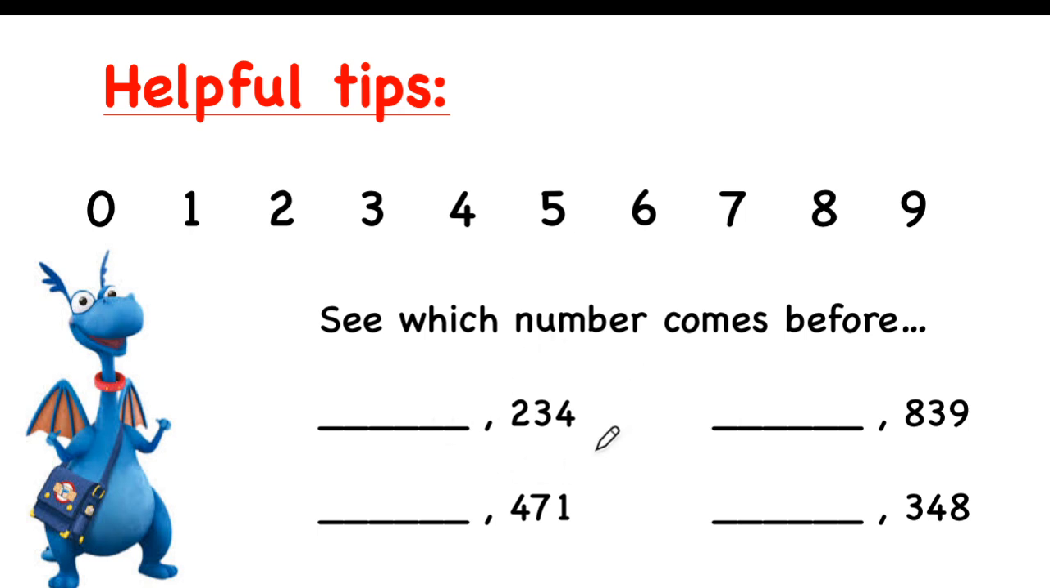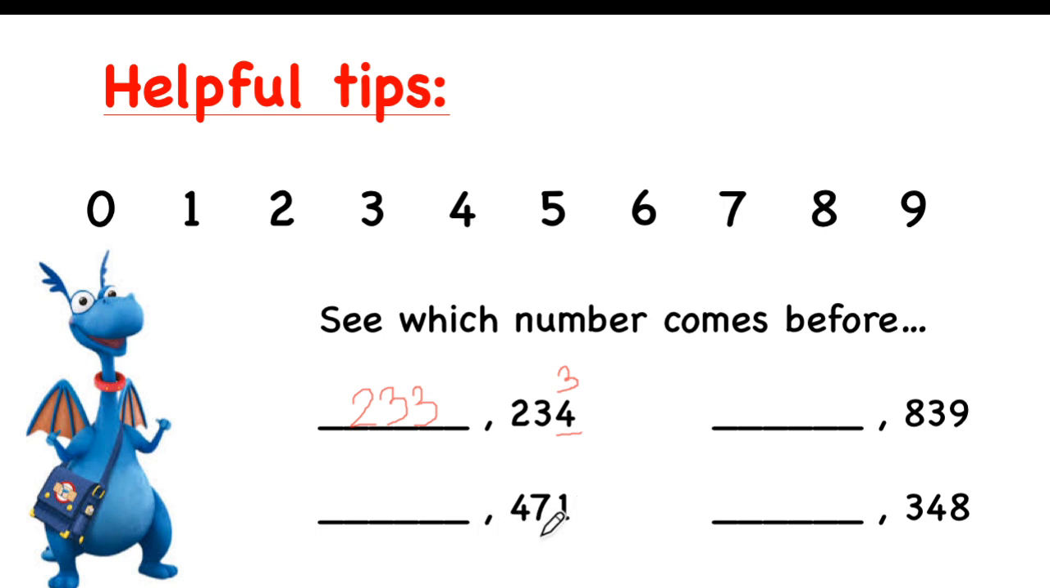So, do it like this. Which number comes before 234? Again, you will look at the ones digit. The ones digit is 4. Now you will ask yourself which number is before 4, or you can say 4 take away 1. How much is 4 take away 1? It is 3. So, which number comes before 234? 233. Very good.